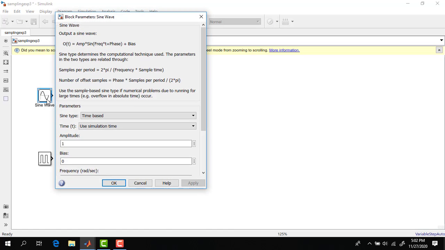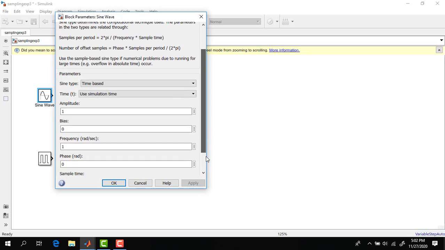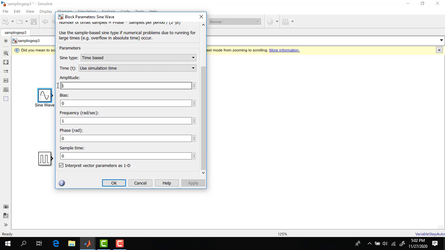Just double clicking it will do. The amplitude, let's say the amplitude is 5 volts. You can choose whatever you want. 5 volts. No bias, of course. Now the frequency, it's important.